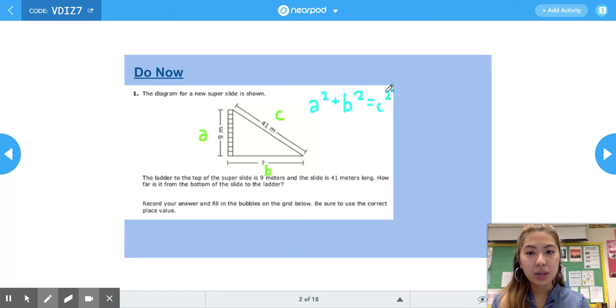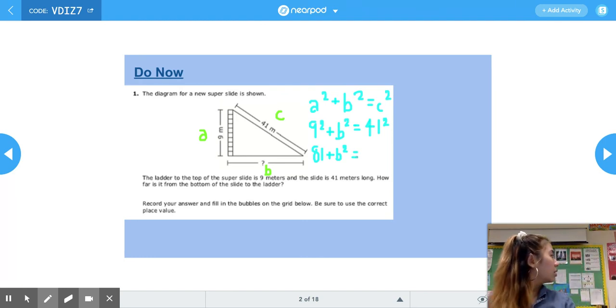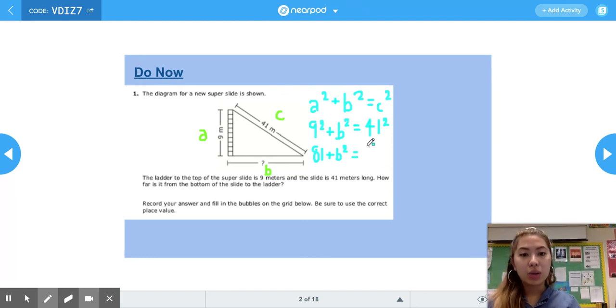Then I'm going to plug in the numbers. So we have 9 squared plus, we don't know what B is, so we're going to keep that as B squared, is equal to, C is 41 squared. 9 squared is 81 because that's the same thing as 9 times 9. And then 41 squared is 1,681.